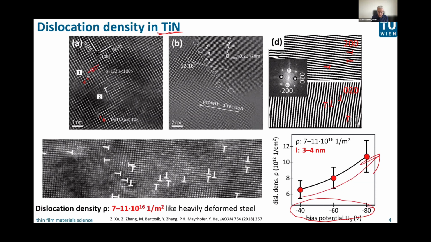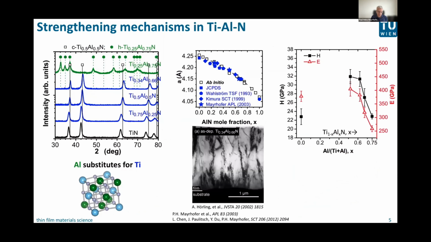I show you here some nice TEM studies actually, and that gives us a value in the range of 10 times 10 to the power of 16, meaning 10 to the power of 17 dislocations per square meter. If we calculate the mean distance between these dislocations, that gives us a mean distance of 3 to 4 nanometers, meaning that we are close to the theoretical threshold of the maximum number of dislocations in such crystals. So dislocations, we have quite a lot.